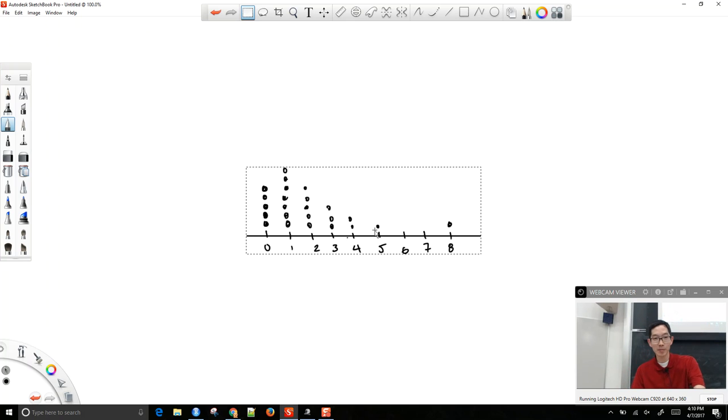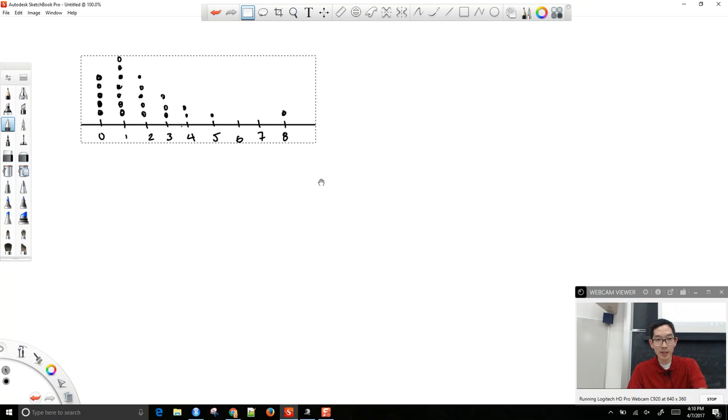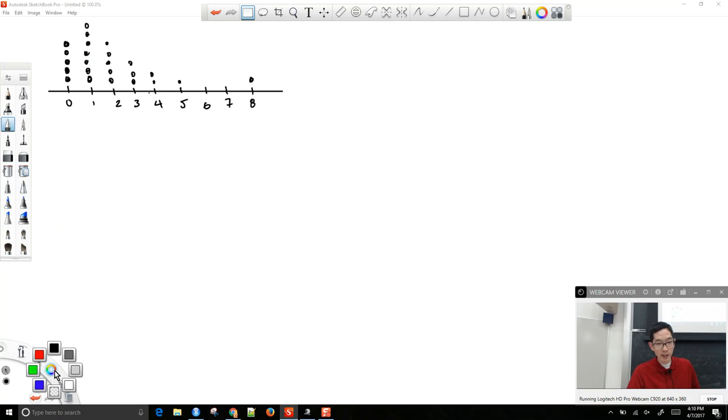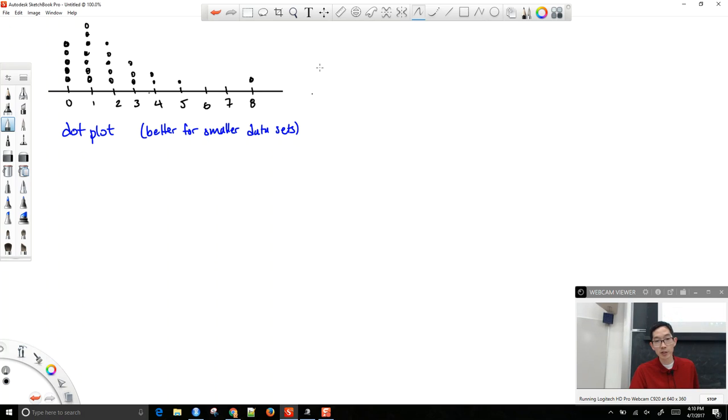With a dot plot we have dots, and dot plots are probably best for smaller data sets. We could express the same information with a histogram.